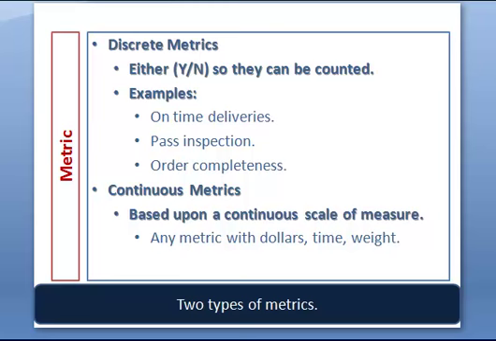Now we have 2 types of metrics. A metric can be what's called a discrete metric. Basically, it's a yes or no, and they can be counted, like on-time delivery, whether it passes inspection or not. Or it can be what's called a continuous metric, which is based on a continuous scale of measure like dollars or time or weight or something like that.